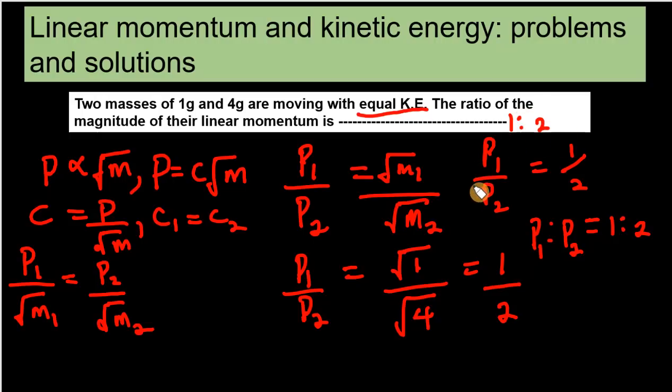So the question says, two masses of 1 gram and 4 gram are moving with equal kinetic energy. The ratio of the magnitude of the linear momentum. So this is the ratio of the magnitude of the linear momentum. Let us solve this problem.